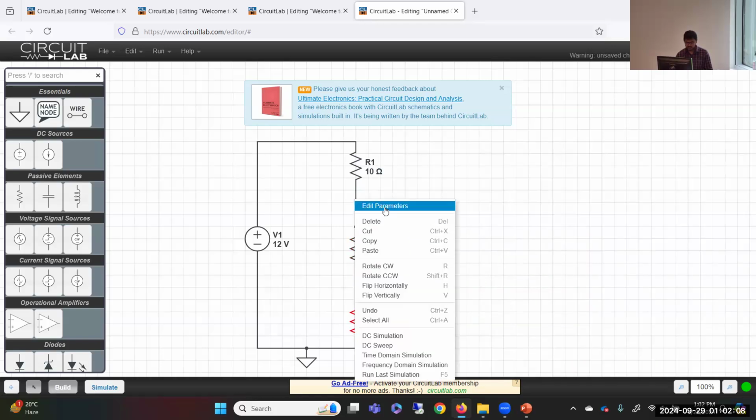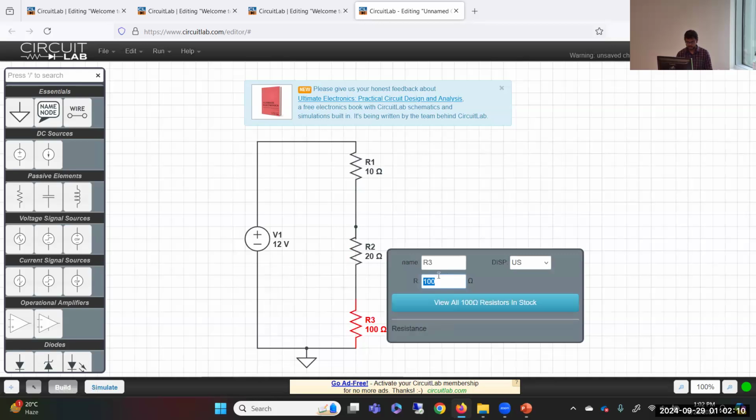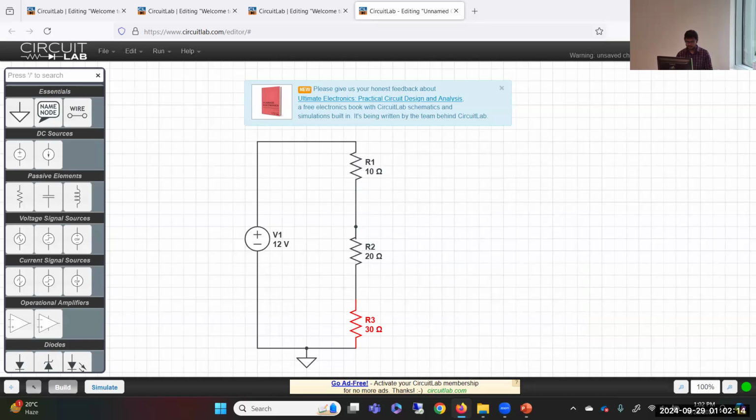Just right click and edit parameters. Write the values in this R section here. Press enter. Okay, so this is the circuit we solved. What did we solve? We solved the current through each resistor, the voltage drop of each resistor, and also the power of each resistor, right? So if you now put your mouse over the resistor, it will show all the information here.